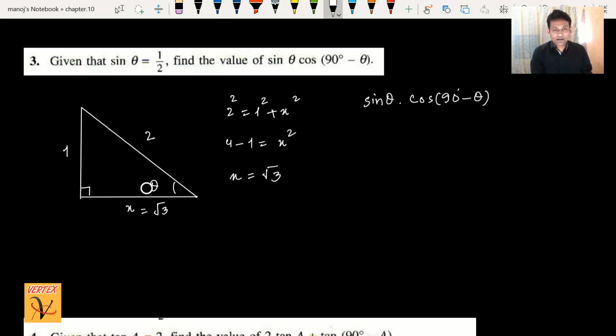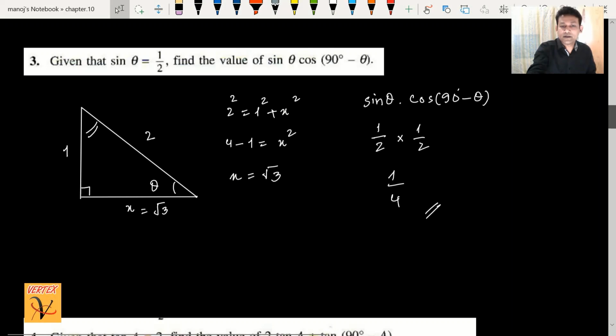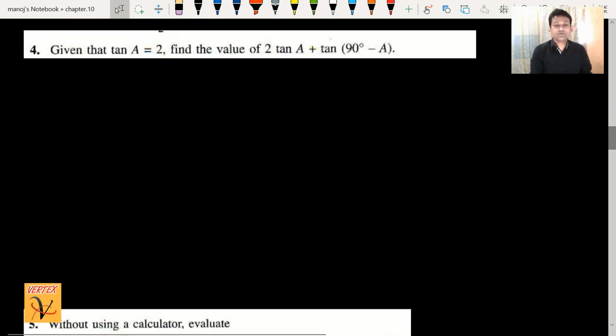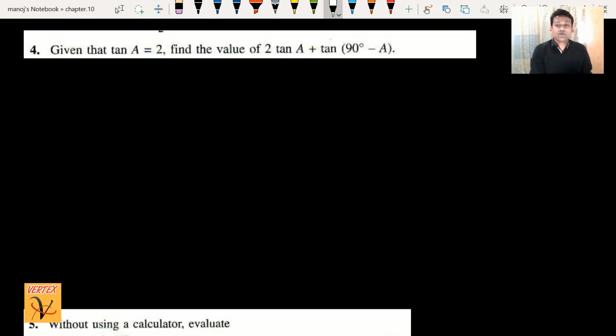Sine theta is 1 upon 2, multiplied by cos 90 minus theta, which means you are talking about this angle. This is 90 minus theta. So according to this angle 90 minus theta, what is cos? Cos is adjacent upon hypotenuse, 1 upon 2. So this is 1 upon 4, and that's your answer. This is very simple. You don't need to learn by heart what cos 90 minus theta equals. Okay, I am moving to the next part.